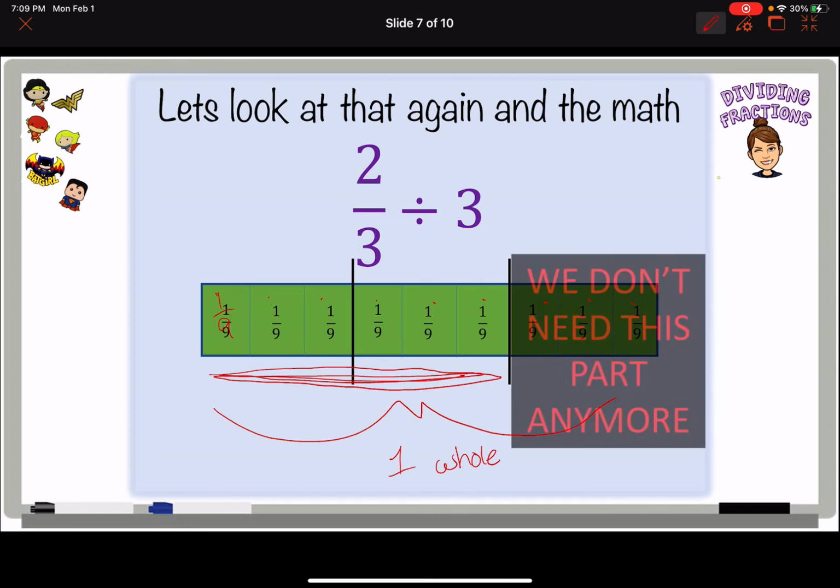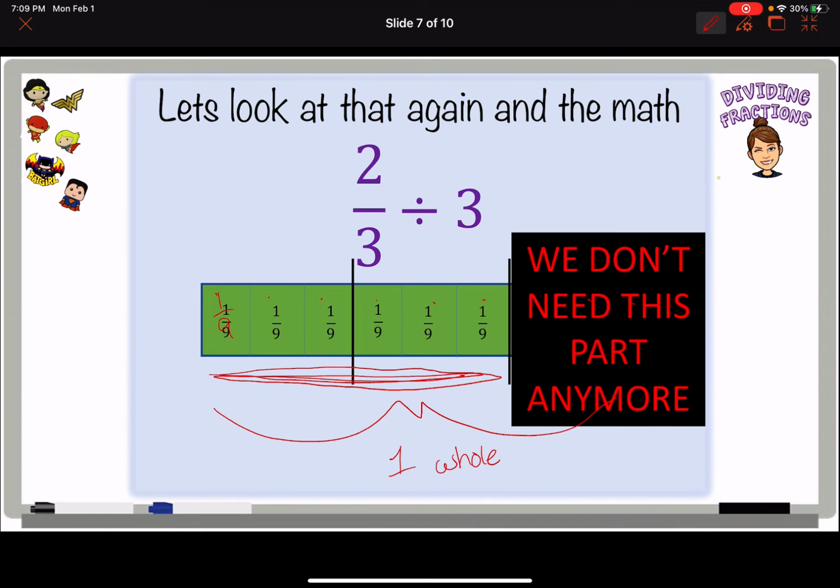Now I can ignore this last part here because I'm not worried about putting those into 3 groups. I only want to put this 2/3 into 3 groups. Well, I have 1, 2, 3, 4, 5, 6 pieces. So if I have 6 pieces and I want to make 3 groups, how many can go in each group?